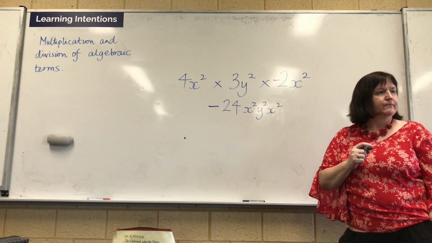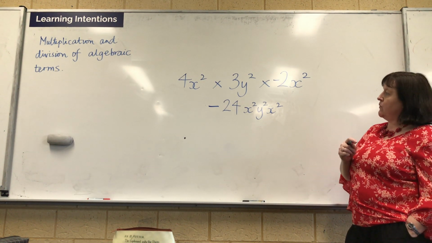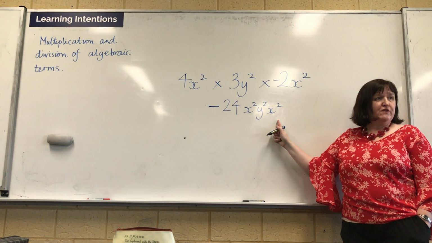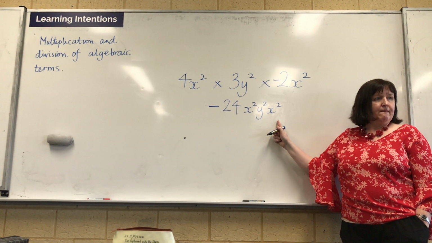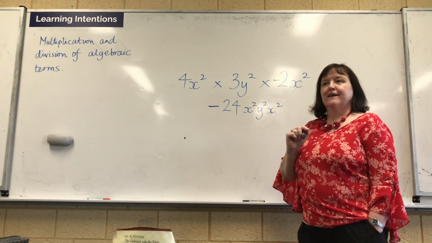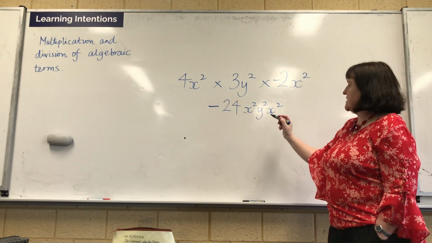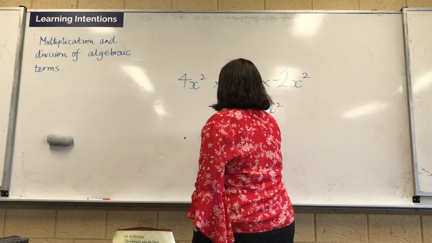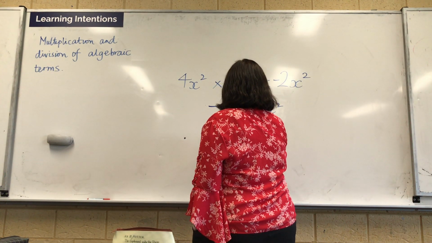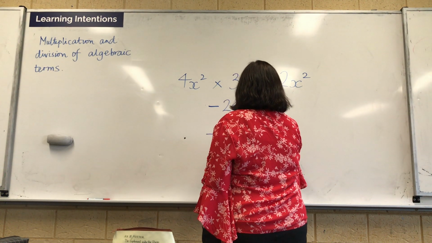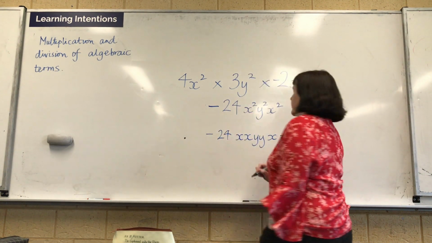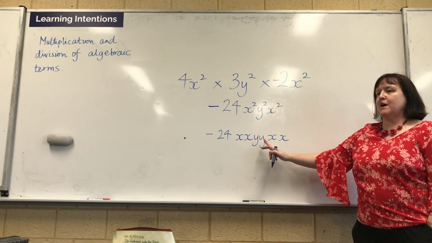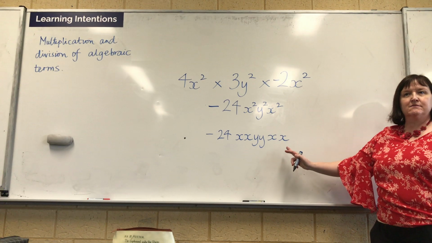Move the x at the end, x squared. Okay, which one? The one on the far right. This one? Yeah. Where would you move it? We just get rid of it. No, you can't just get rid of it. It's x squared times y squared times x squared. If we were going to write it as expanded notation, it would be this. Negative 24, x times y times y times x times x.